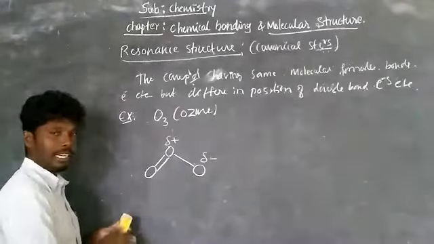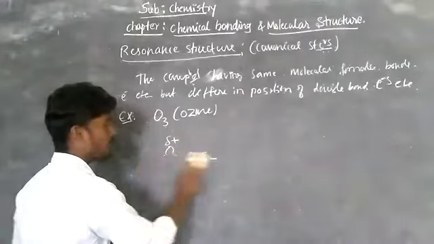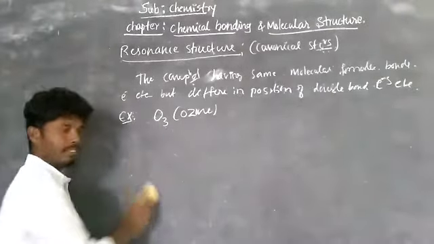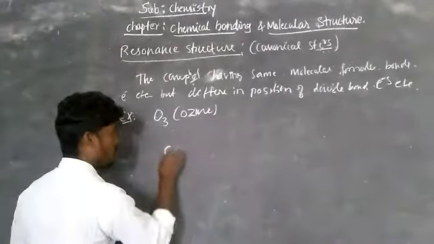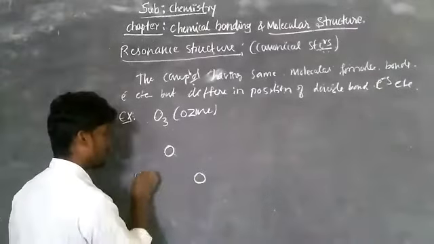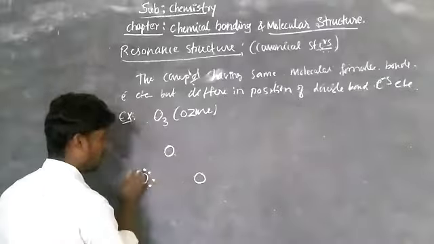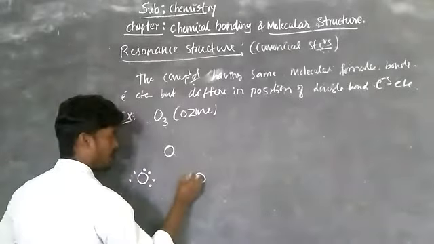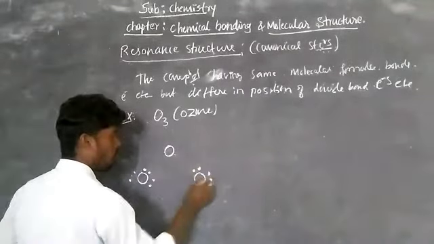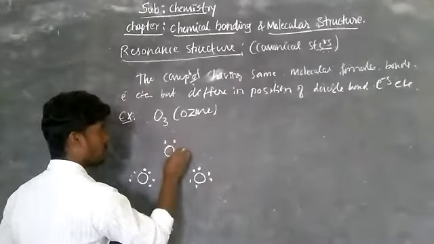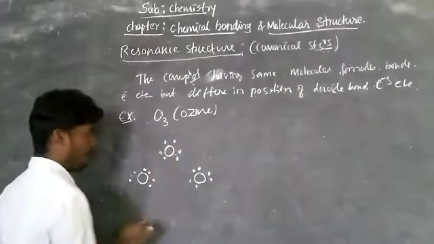This can also be written like that. Observe, if you get confused writing this one, just write from the dot structure. Oxygen, oxygen and oxygen, 3 oxygens. Each oxygen contains how many electrons? 6 electrons: 1, 2, 3, 4, 5, 6. Here also 1, 2, 3, 4, 5, 6. And 1, 2, 3, 4, 5, 6.